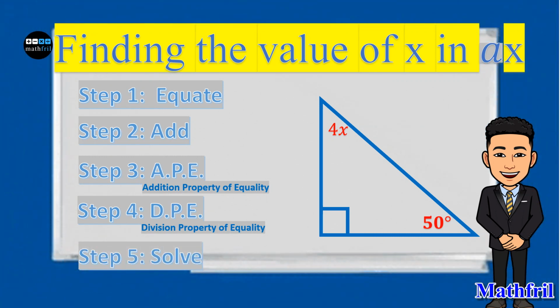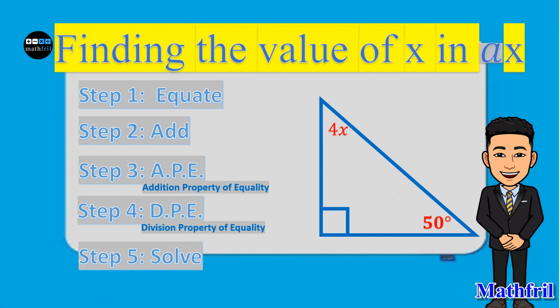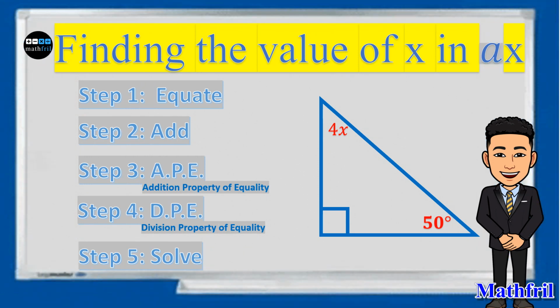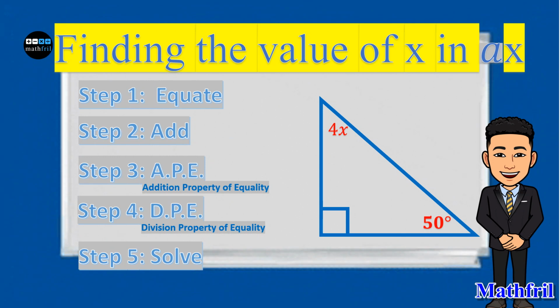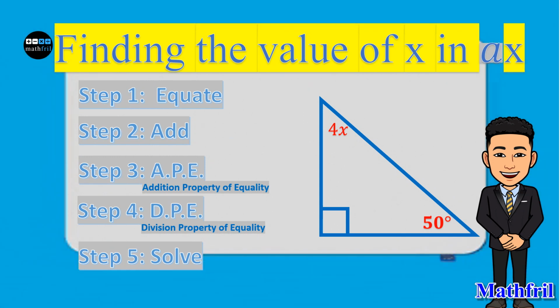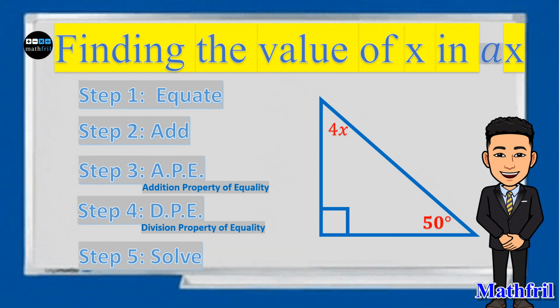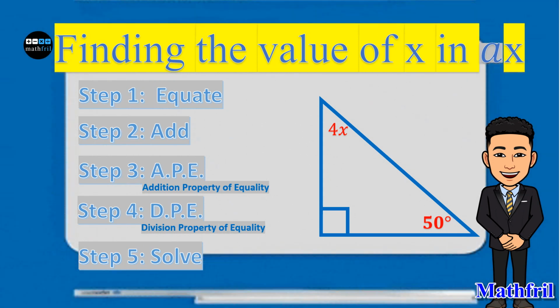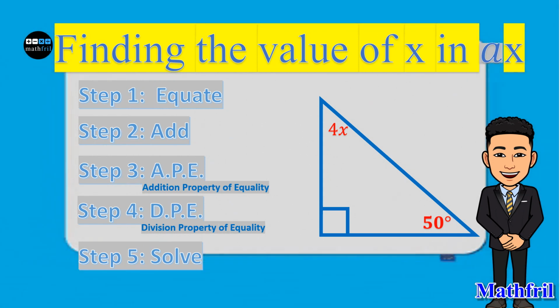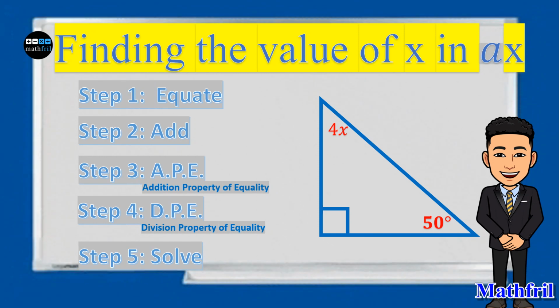Here we have 5 steps. Again, we have 5 steps, and we are now introducing the new property of equality, which is the division property. So let's continue with this kind of example.